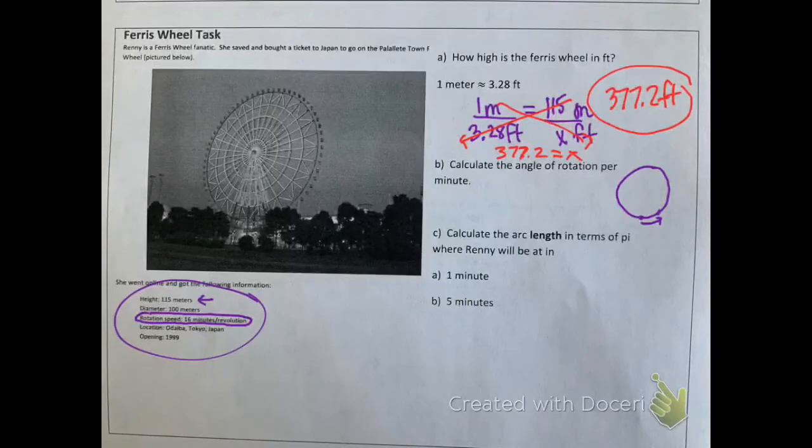So I can write that as a fraction. So it takes 16 minutes to go 1 revolution. So since I want to know the angle of rotation per minute, instead of writing 1 revolution, I know it's 360 degrees for an entire revolution all the way around. And I want to know how many degrees I'm going per minute. So instead of 16, in order to get 1 minute, I need to divide by 16 to get 1 minute, right? So if I divide the denominator by 16, I would get 22.5 degrees. So 22.5 degrees every single minute.